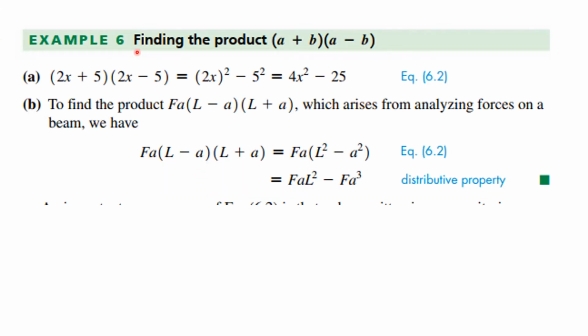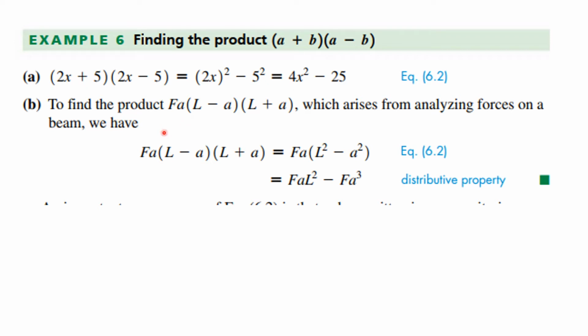So here's an example. Here we're taking 2x plus 5 times 2x minus 5. Right away you realize that this is of the form (a plus b)(a minus b), so the 10x in the middle will cancel out, and you'll get 2x whole squared minus 5 squared, which, when you simplify it, is 4x squared minus 25.